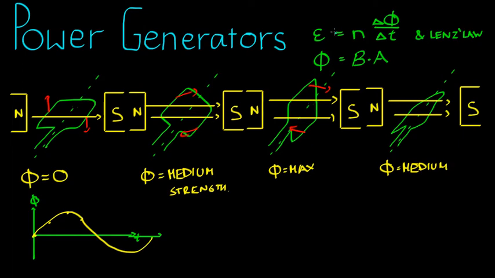And if the voltage is equivalent to N, which here is 1, delta flux over delta T, well, this is the gradient of this line, then the voltage is equal to, the gradient here is 1, here is 0, here is 0, here is negative 1, so that there is a graph of our voltage. So that's EMF, electromotive force, and that's the voltage there.